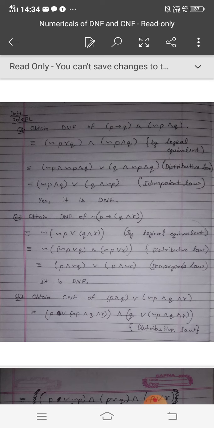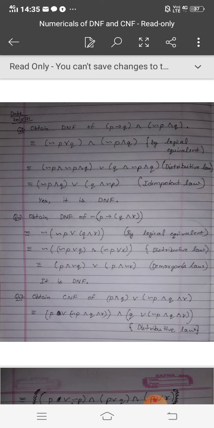It is the same topic which I had discussed yesterday. DNF stands for disjunctive normal form, CNF stands for conjunctive normal form. So here is the first numerical. Obtain DNF of P implies Q and not P and Q.